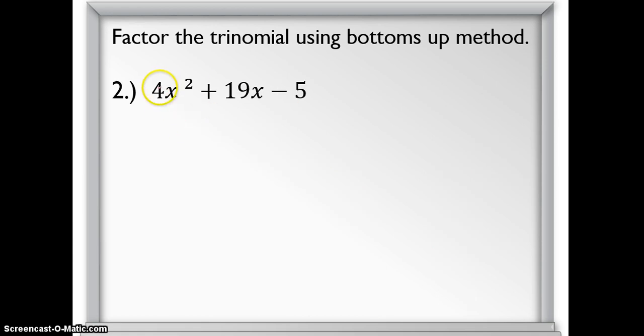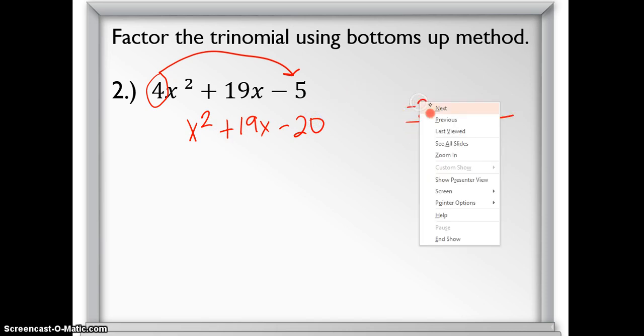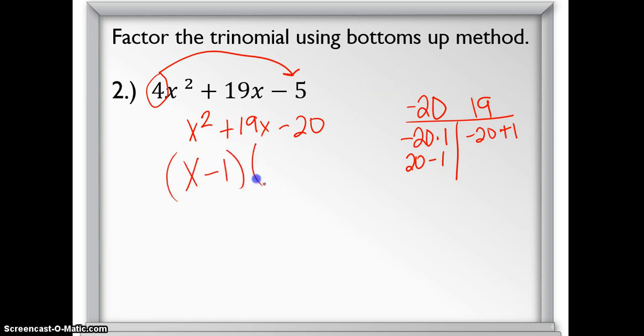Let's do another example. Take this 4, move it down here, multiply it. X squared plus 19x minus 20. T-chart, or x, however you want to do it. What multiplies to negative 20 and adds to 19? Well, a negative 20 times 1, but when you add that, you get a negative 19, so that doesn't work. But a 20 and a negative 1 will work to add to 19. So you're going to have x minus 1, it doesn't matter the order, and x plus 20.